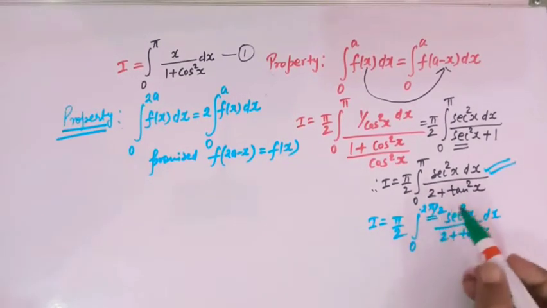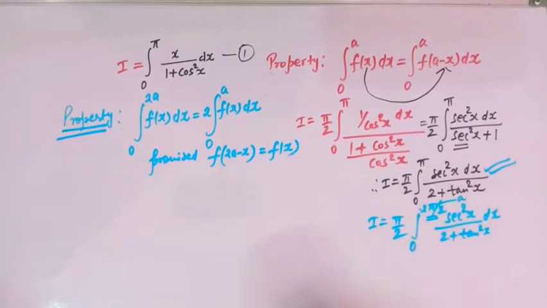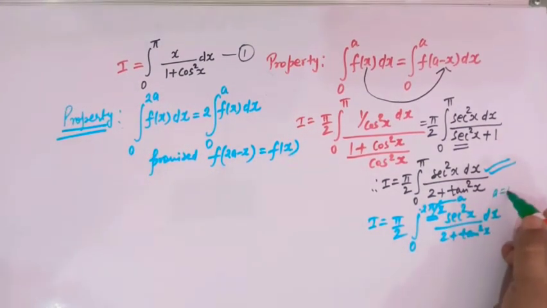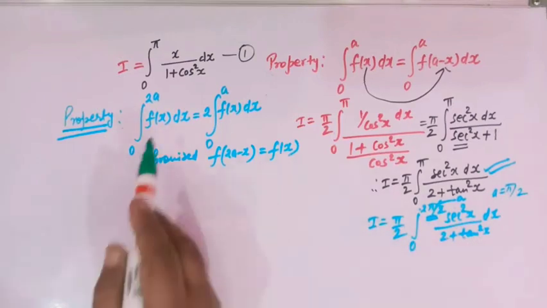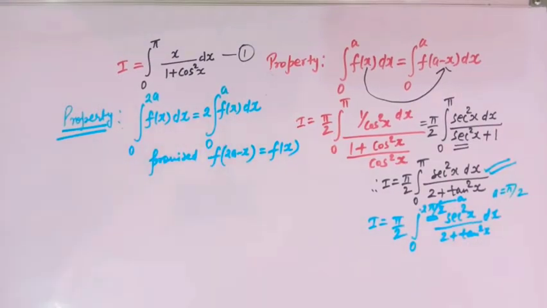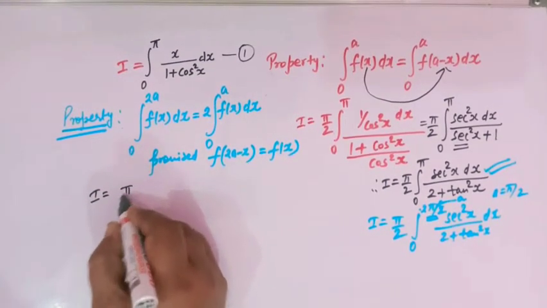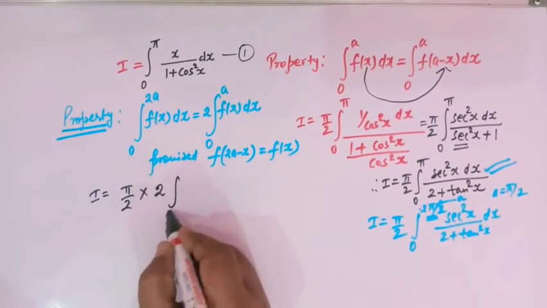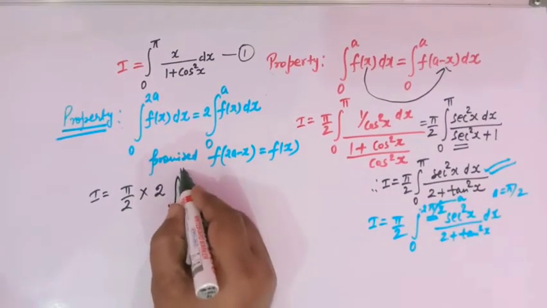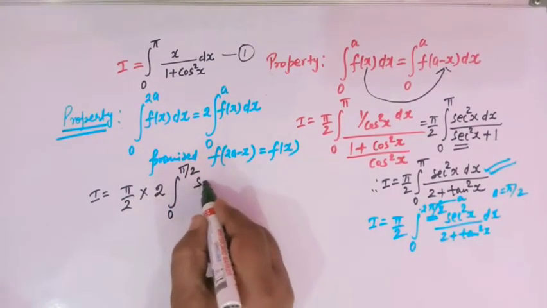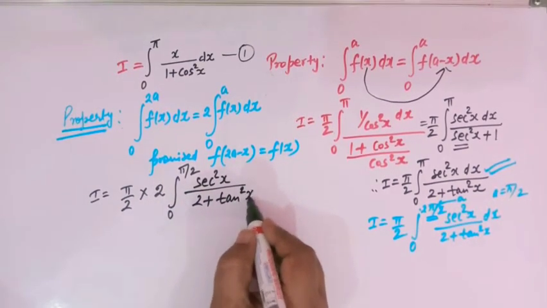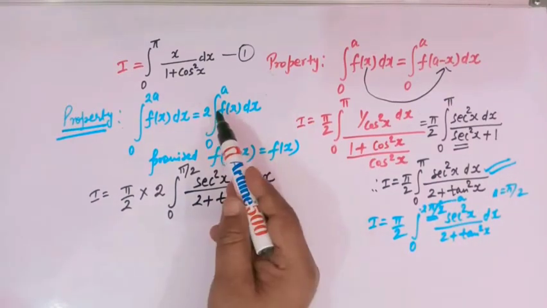Now this is the value of a, because we have 0 to 2a. So we have a is equal to pi by 2. As per this property, we can now write this integral I as 2 times the integral from 0 to a, and for a we have pi over 2, of secant square x over 2 plus tan square x dx. So we have used this property.